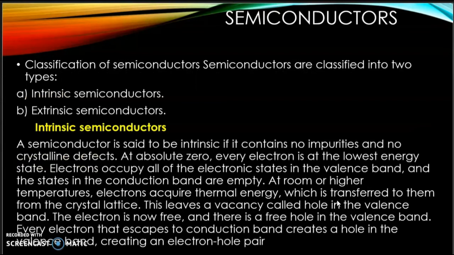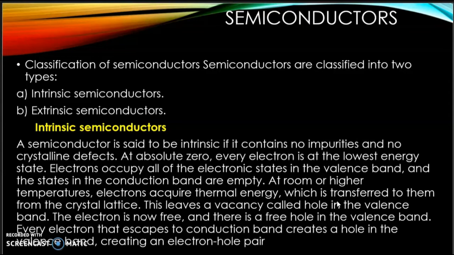A semiconductor can be further classified into two groups. We can group semiconductors into intrinsic semiconductors and extrinsic semiconductors. What do I mean by intrinsic and extrinsic semiconductors? When we say a semiconductor is intrinsic, this means we are talking about pure semiconductors. A semiconductor is said to be intrinsic when it contains no impurity or crystalline defect.